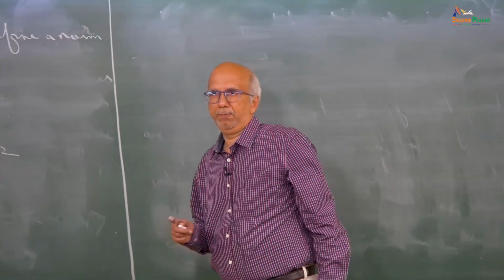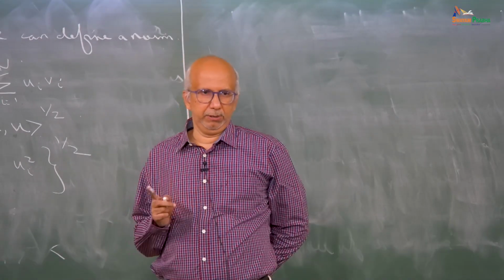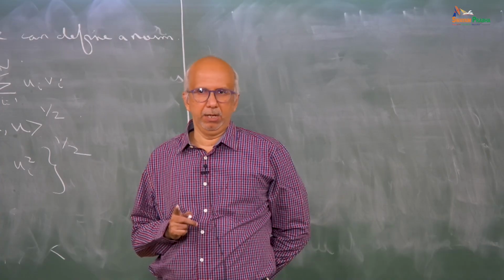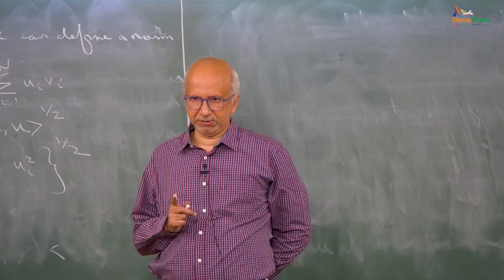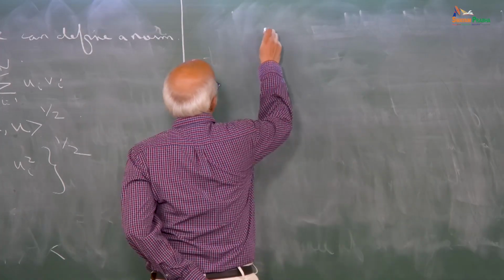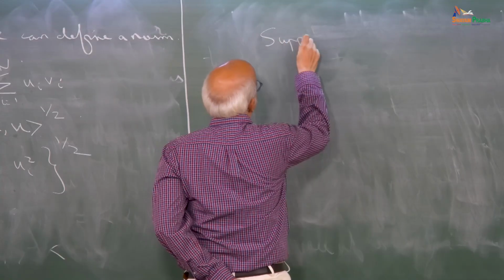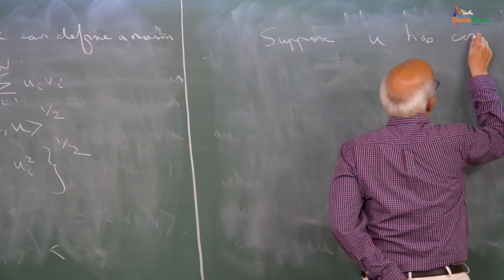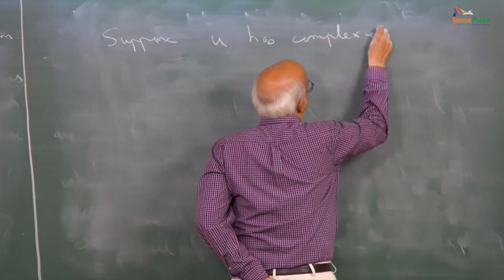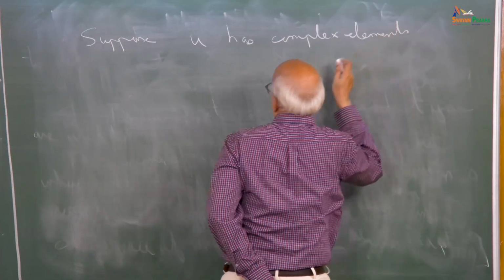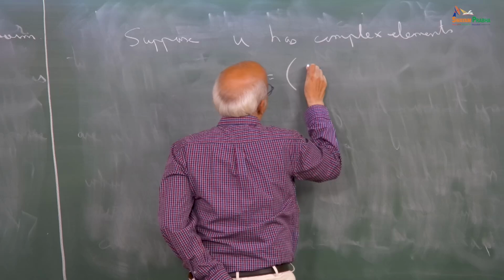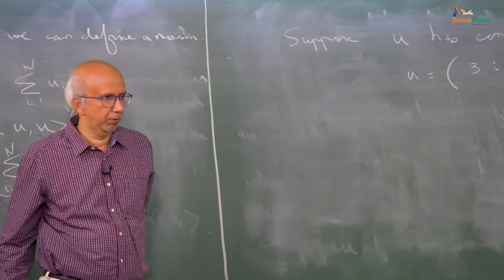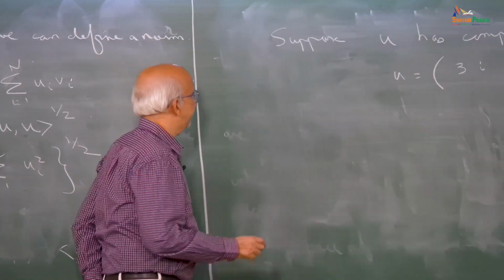So, I wanted to talk about the generalization to complex elements. Okay, your vector could possibly have complex elements, and what happens if I have complex elements? So, suppose u has complex elements. Yes, let us say u is, let us say, 3i. Okay. Now, what is the inner product of u with u?